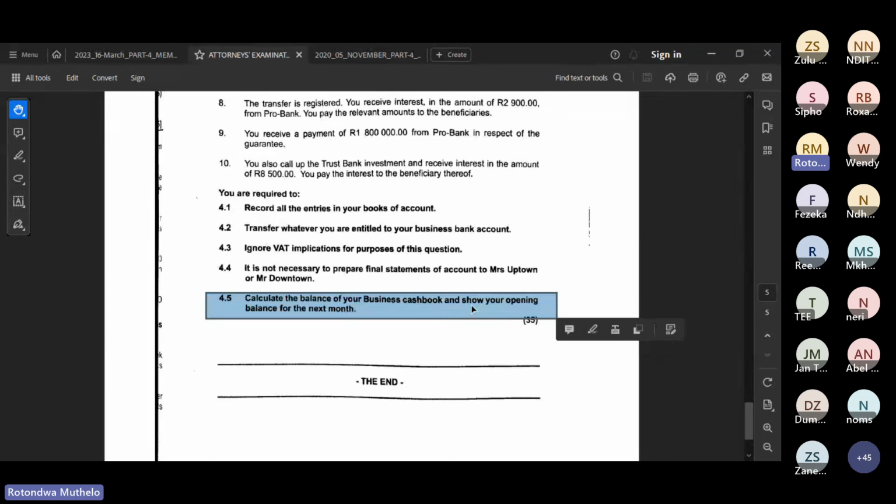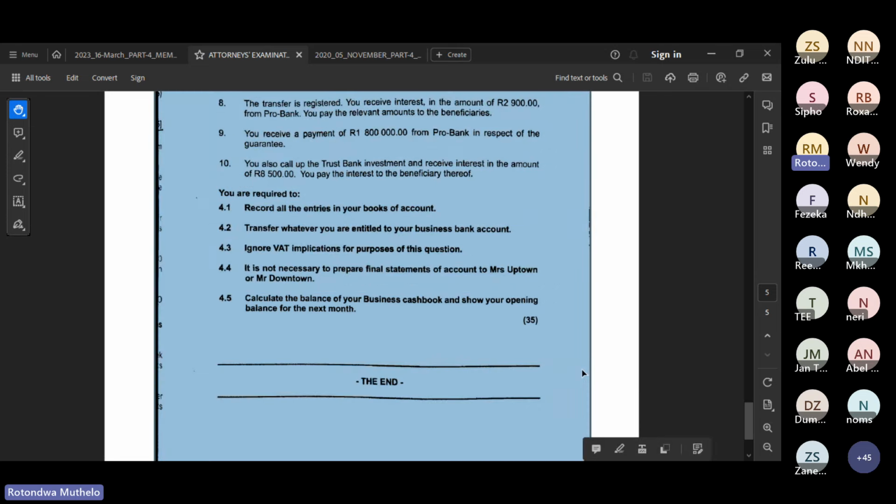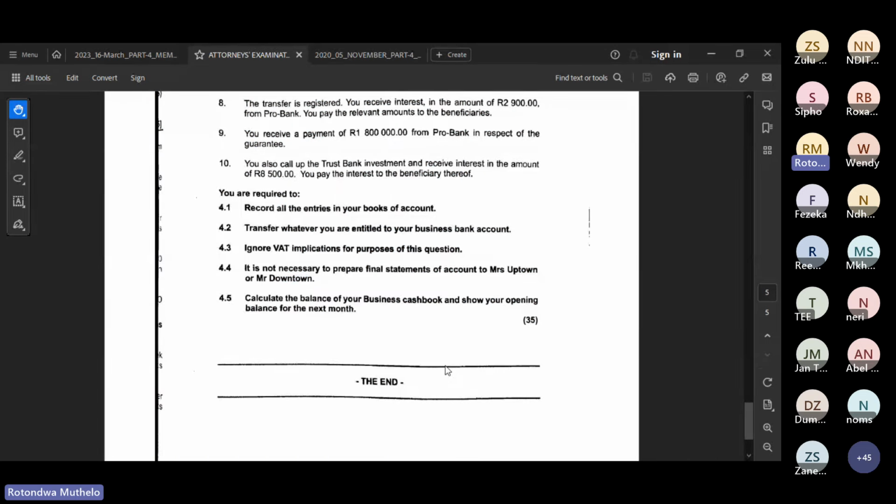Guys, I would like to repeat one more thing here. When it comes to bookkeeping, they are not going to give you anything new. They're going to give you the same thing. You just need to know the principles. The important thing is not cramming. You need to know what is going on. It's principles, principles, principles. Yes, Tembi?